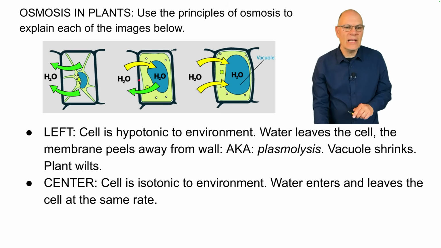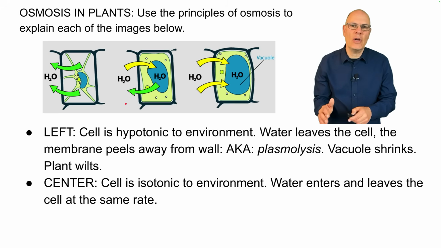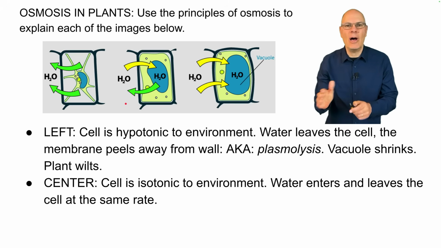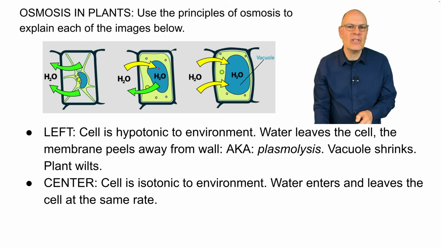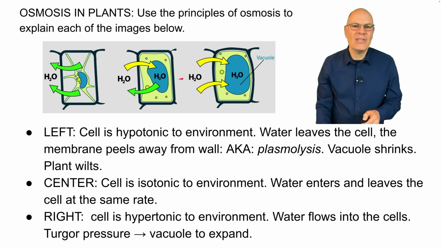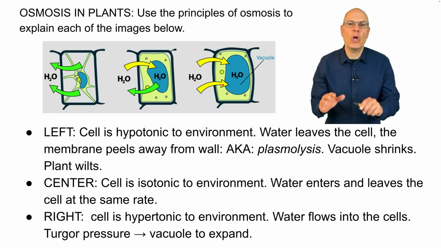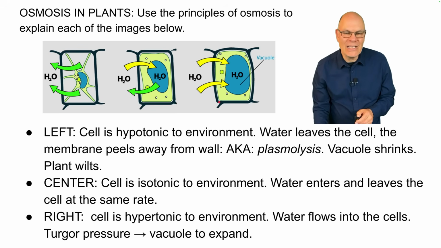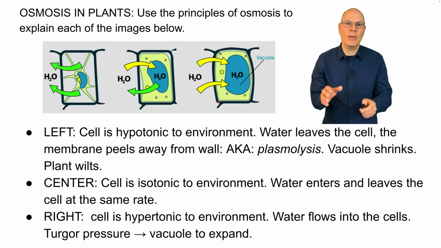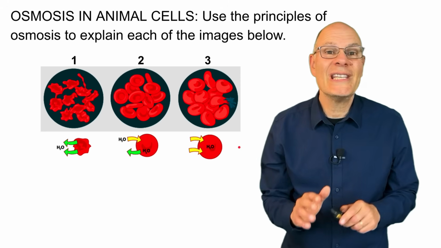In the middle, the cell is isotonic to its environment. That's a new term. Isotonic means that the solute concentration and the water concentration are the same on both sides of the membrane. So water enters and leaves at the same rate. And on the right side, the cell is hypertonic to its environment. So water flows into the cell. That osmotic pressure in the case of plants is called turgor pressure. It causes the vacuole to expand. It pushes the membrane against the cell wall. And this is a good situation for plants to be in. It makes them full, firm, happy. They're not wilted.